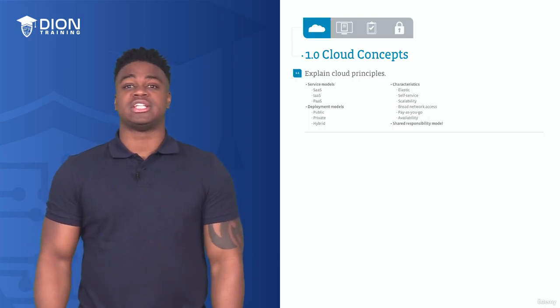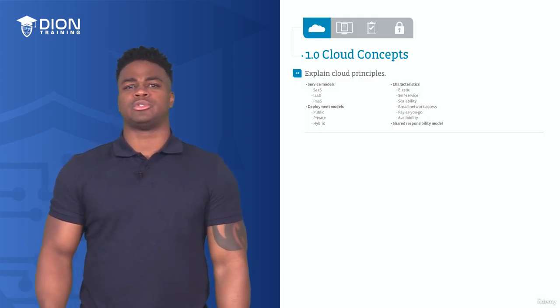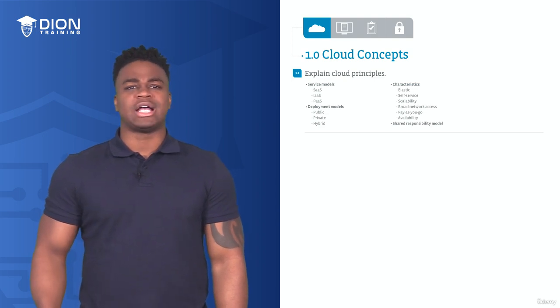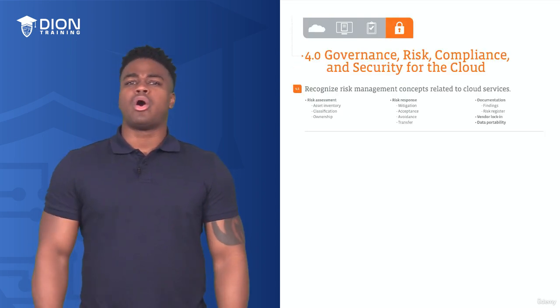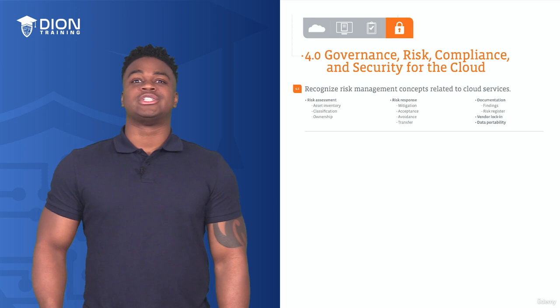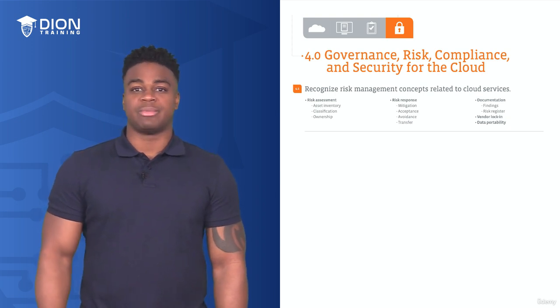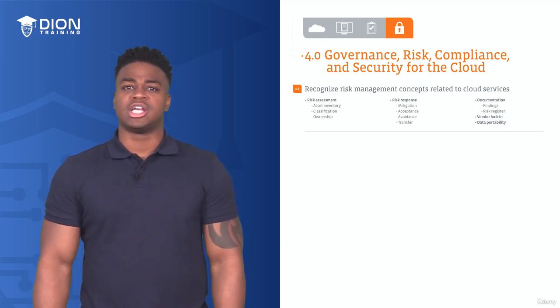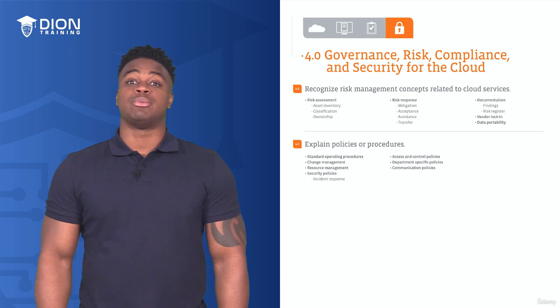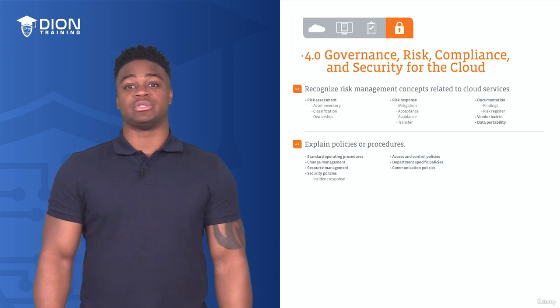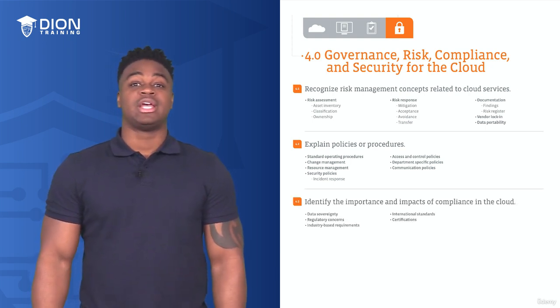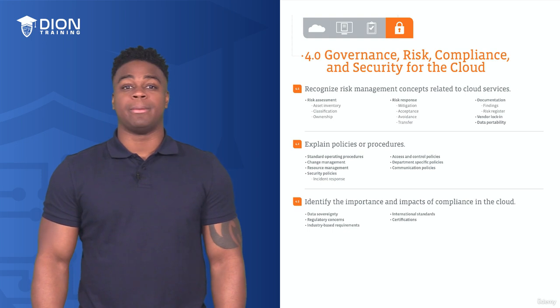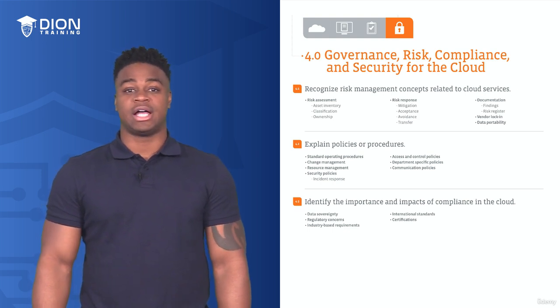Objective 1.1 states that you must be able to explain cloud principles, so we will learn some of the basic cloud governance concepts. We will also cover Objective 4.1, which states that you must be able to recognize risk management concepts related to cloud services. Objective 4.2, which states you must be able to explain policies or procedures, and Objective 4.3 that states you must be able to identify the importance and impacts of compliance in the cloud.